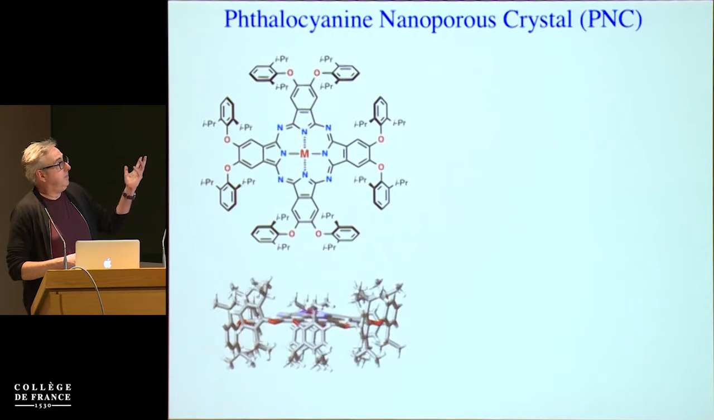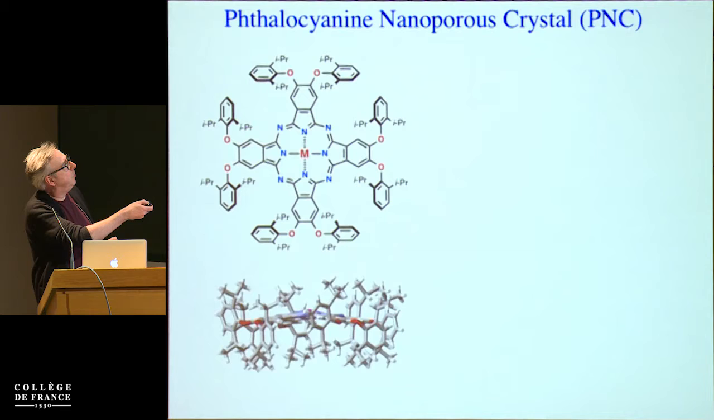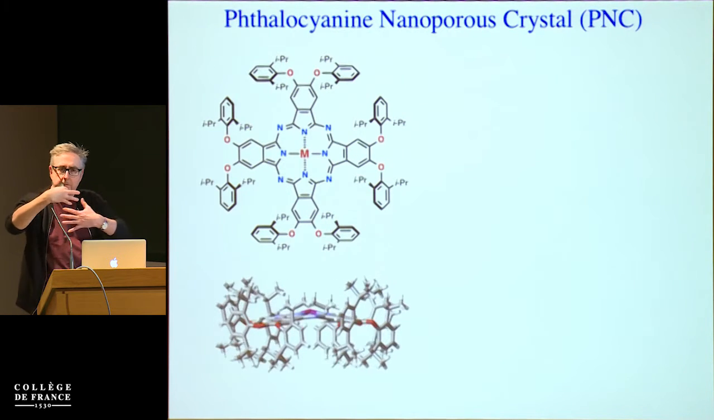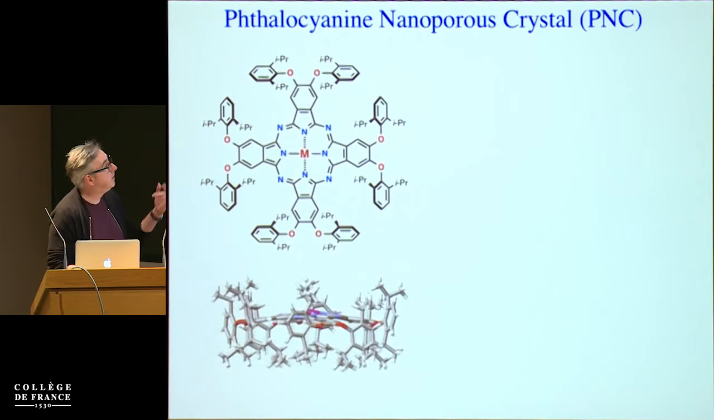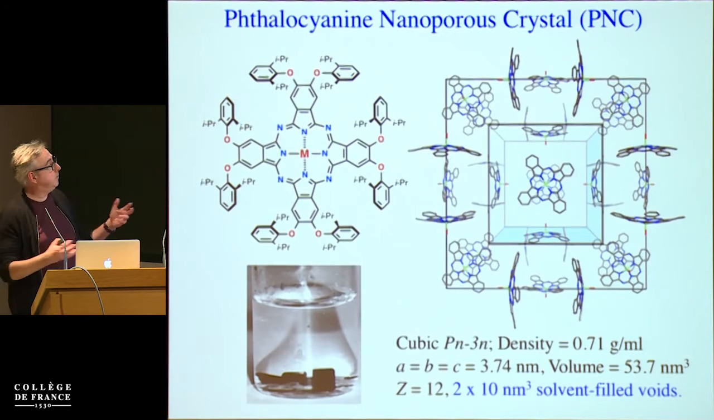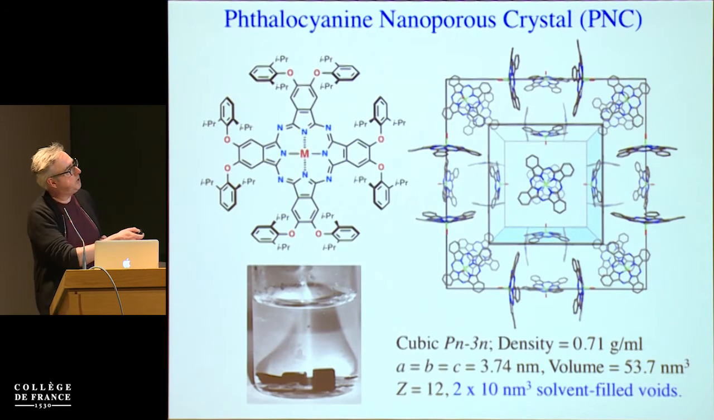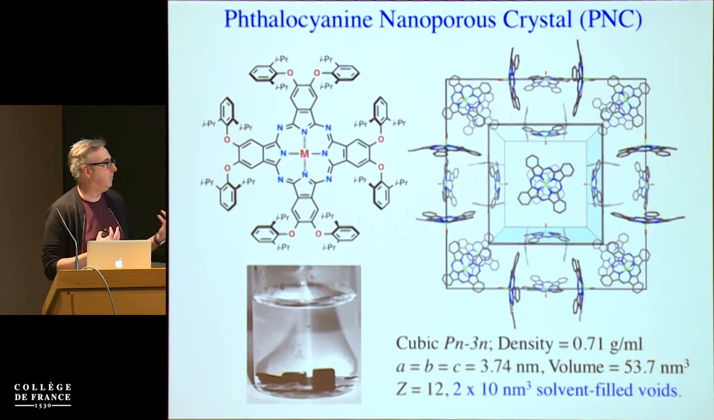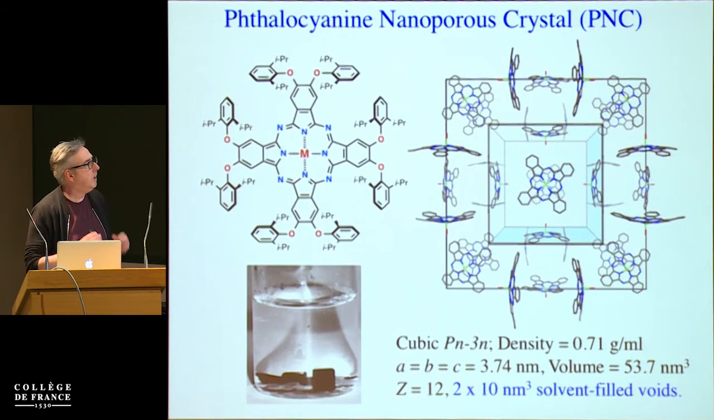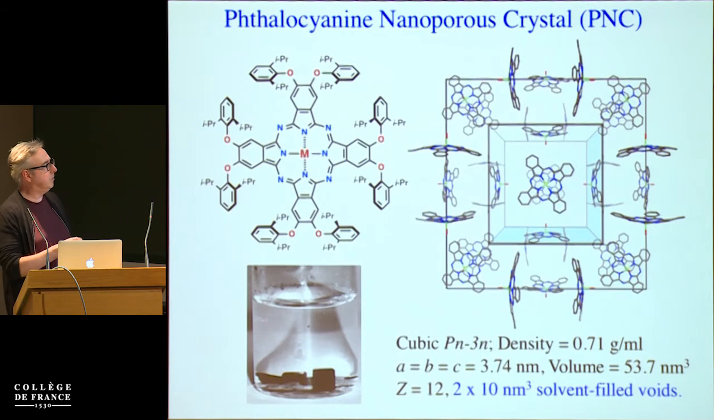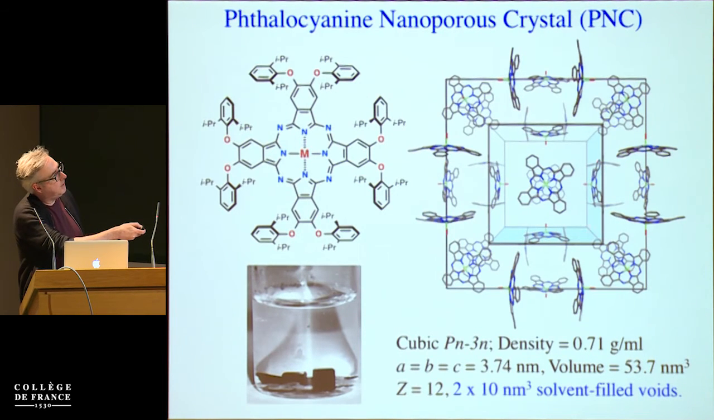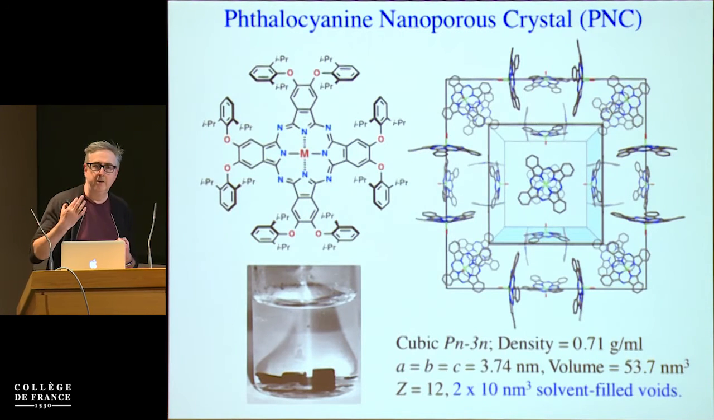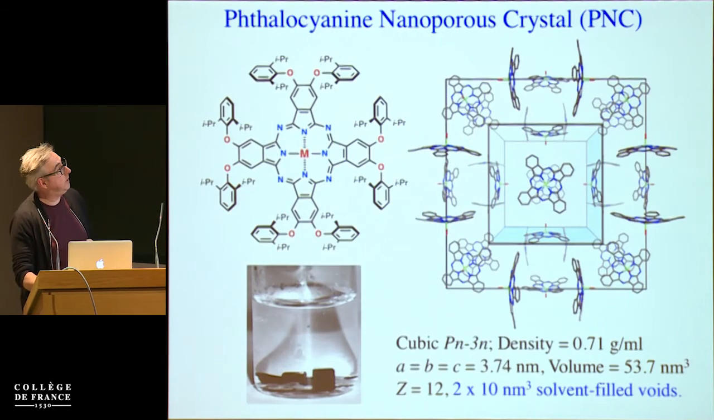So this is a phthalocyanine we just happened to make, really. We were trying to put bulky groups on there so that the phthalocyanines wouldn't aggregate, and that would leave the metal free for doing homogeneous catalysis. But what we found by complete accident was that you get very big cubic crystals from the crystallization, and this actually looked a bit like a MOF when we crystallized it out. It has a very high symmetry, Pn-3n cubic structure. The most notable feature of the crystal, though, is that each unit cell has two very large solvent-filled voids, something like 10 nanometers cubed, in the crystal structure.